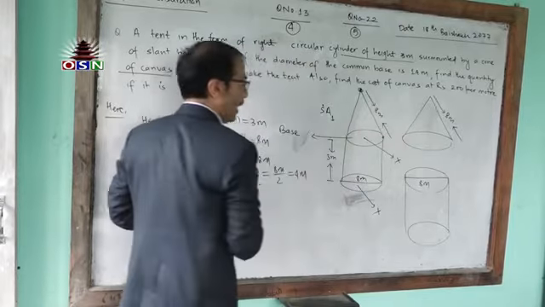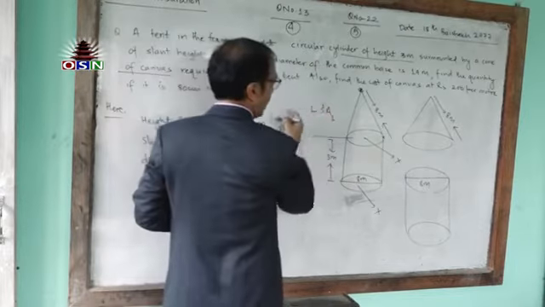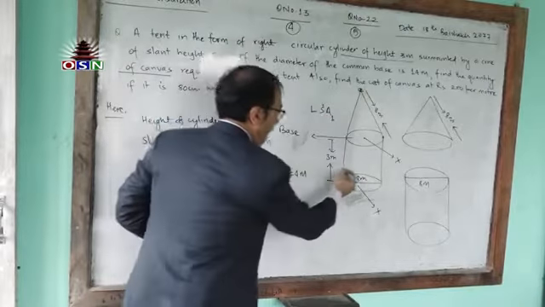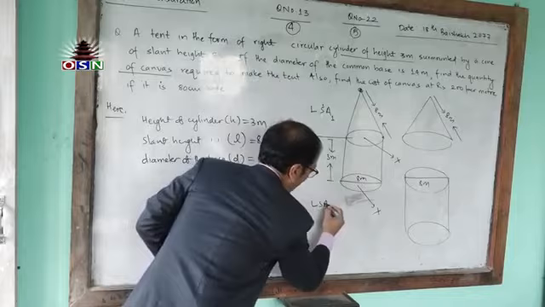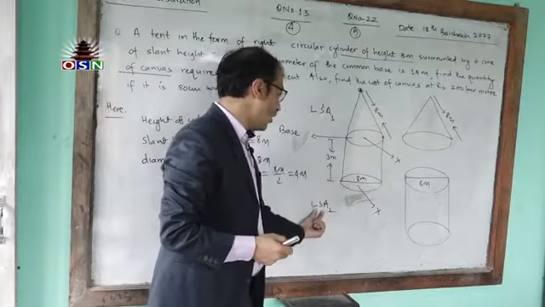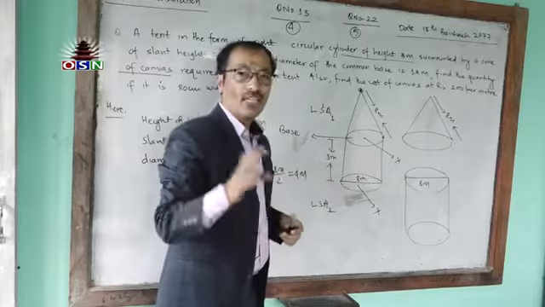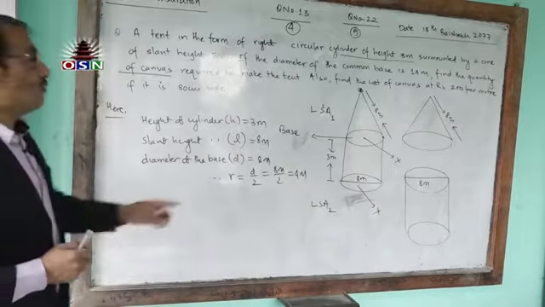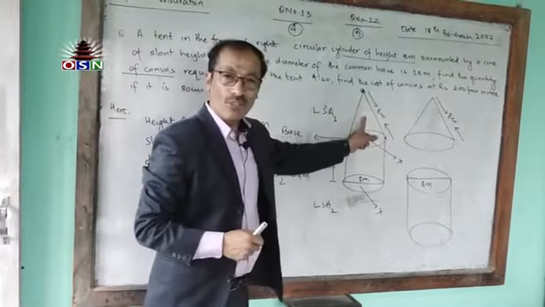Let it be represented by LSA1. LSA means lateral surface area of the cone you will have to find. And again LSA2, curved surface area, we can say like this also, curved surface area or lateral surface area of the cylinder you will have to find. You should remember the formula. Could you tell me what is the formula to find the curved surface area of the cone?